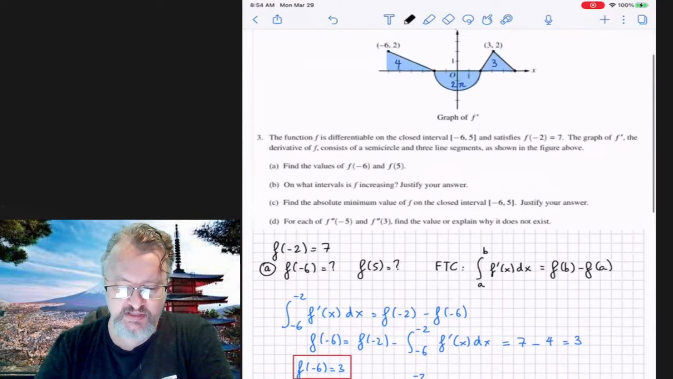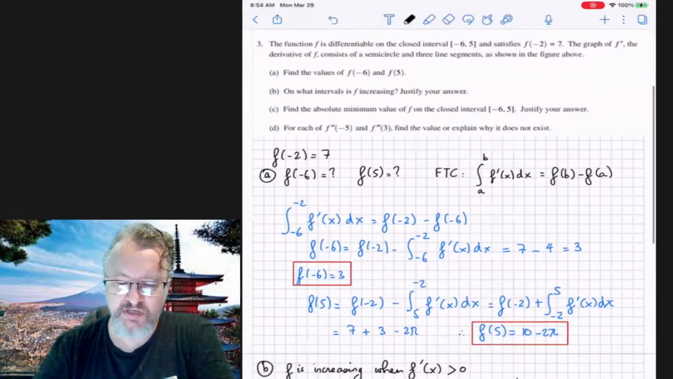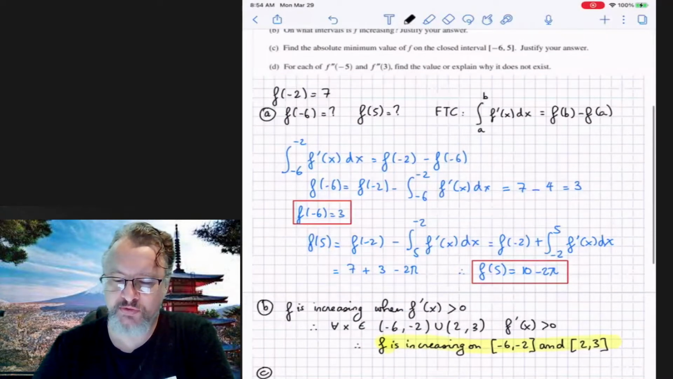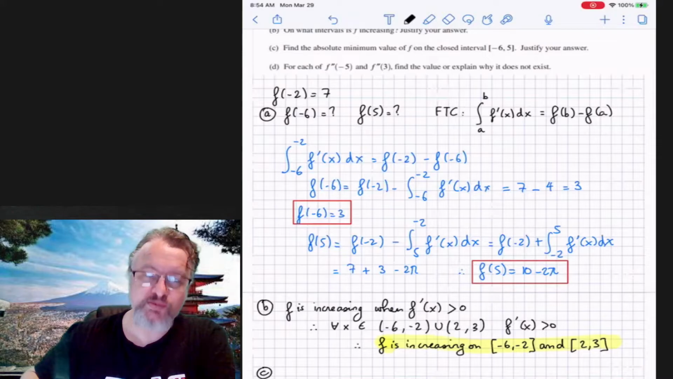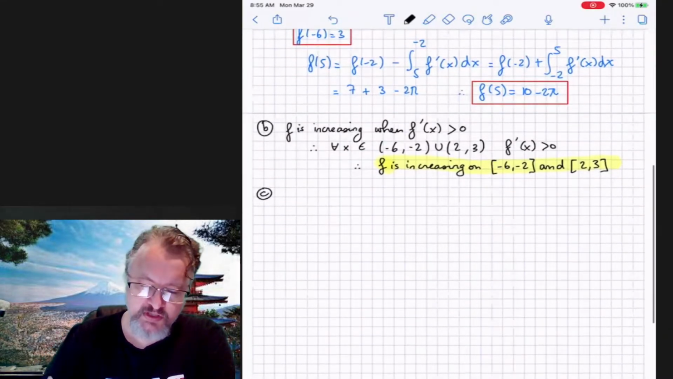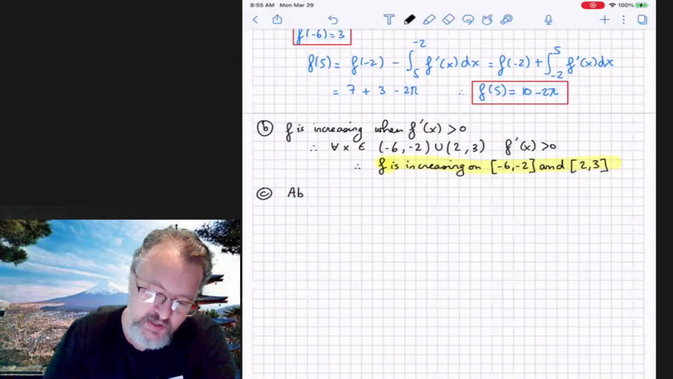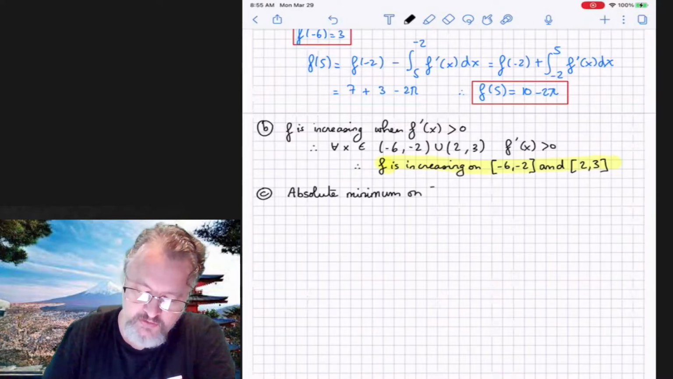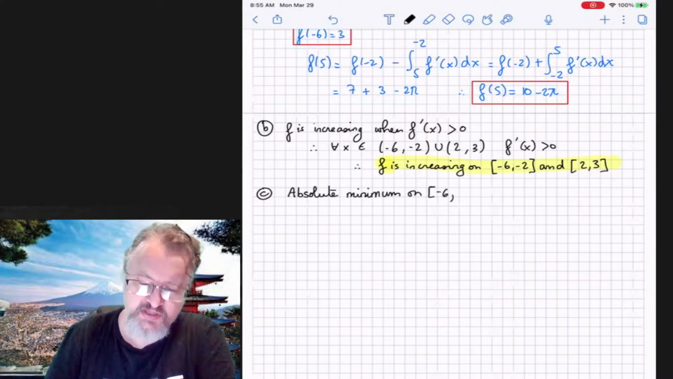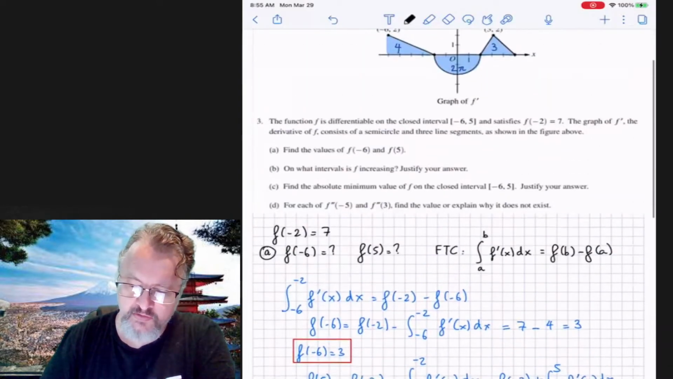All right, let's read it. Find the absolute minimum value on the closed interval -6, 5. Okay, so find the absolute minimum. We want the absolute minimum on the interval -6, what was it again? 5.